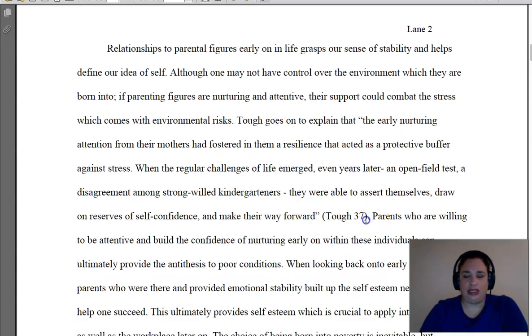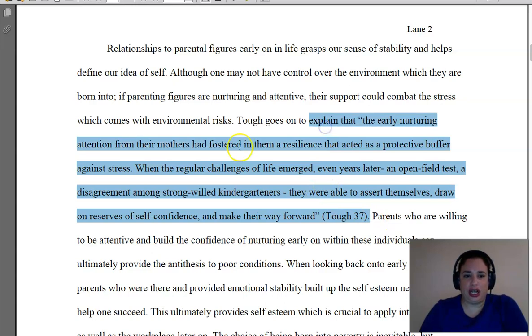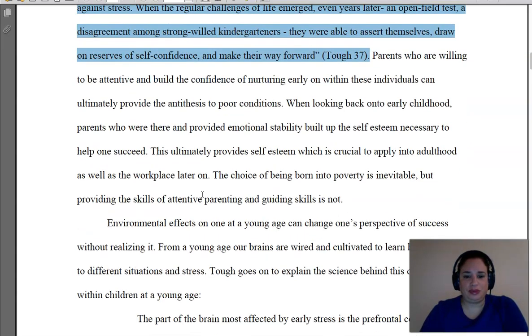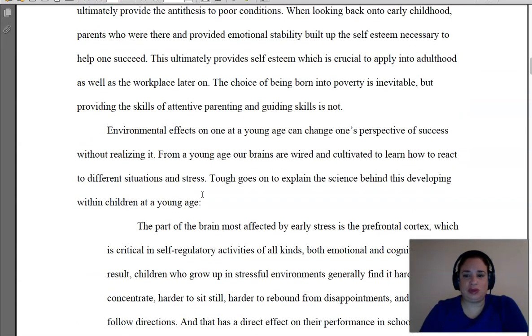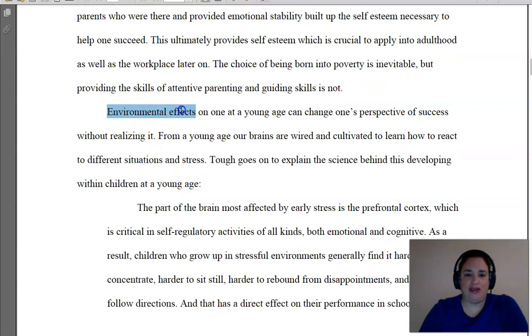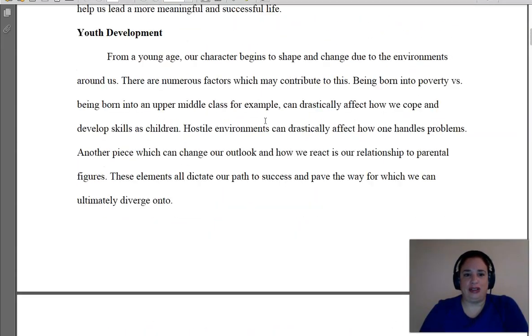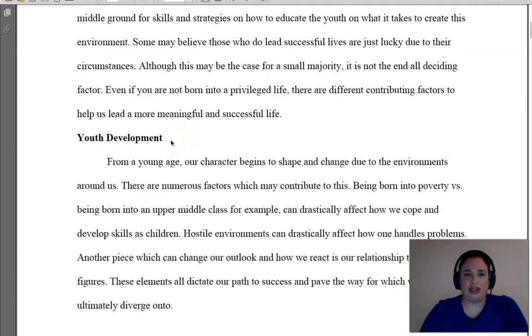This one includes outside research about, I think, nurturing environments. This one is about how environmental effects can change our perspective of success. So each paragraph has a different point about environment. So this whole section is about, I would say, environmental effects on youth development.